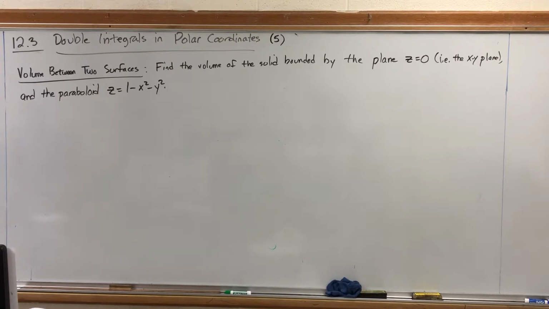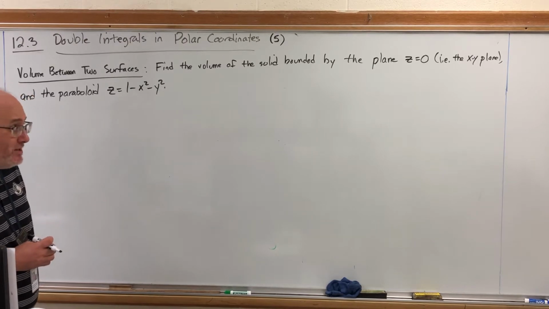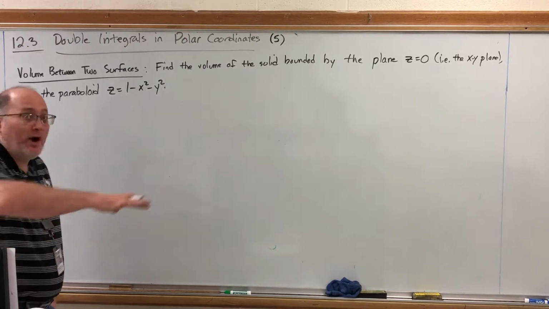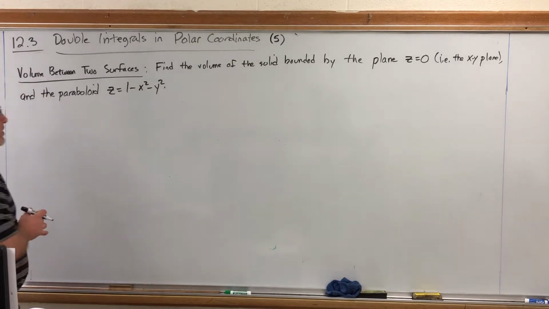Let's do another example that doesn't look like polar coordinates, but will actually help us integrate it fairly straightforwardly. We're going to find the volume between two surfaces. We're going to find the volume of the solid bounded by the plane z equals 0, in other words, the xy plane in 3-space, and the paraboloid z equals 1 minus x squared minus y squared.